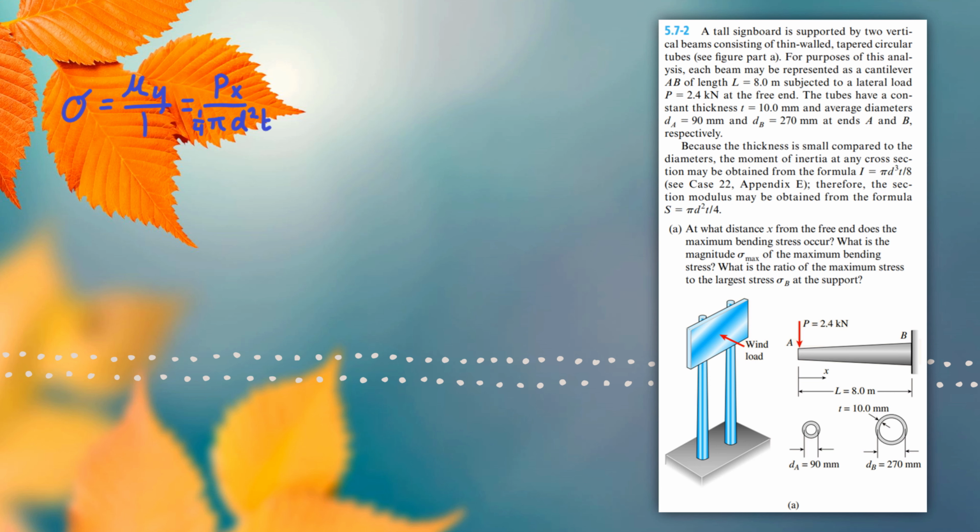Our diameters are also a function of X, and we're going to need to know that information before we can start solving for our location for our sigma max. So here is a graph. If we have point 0, our diameter is dA, and if we have point L, our diameter is dB. And I need to find this line so I can make it a function of X.